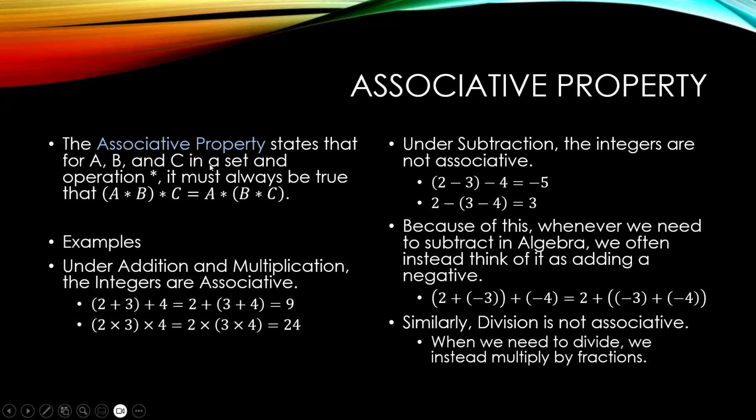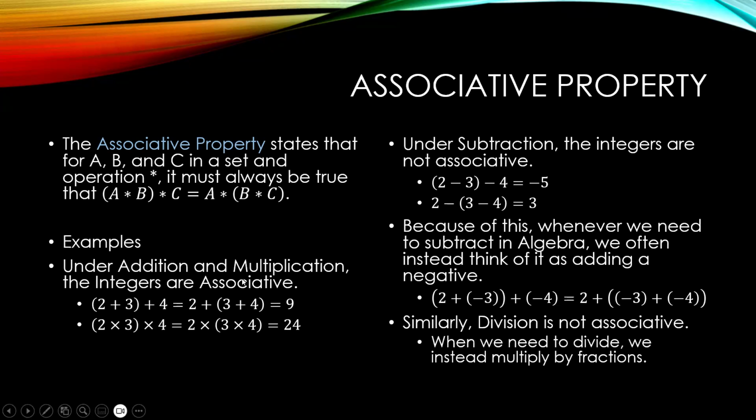The next property is the associative property. The associative property says for A, B, and C in a set, (A star B) star C is equal to A star (B star C), whether you do the A star B first or you do the B star C first. Remember, these are binary operations, and so we're only doing two things at a time. We can't do three things at the same time.